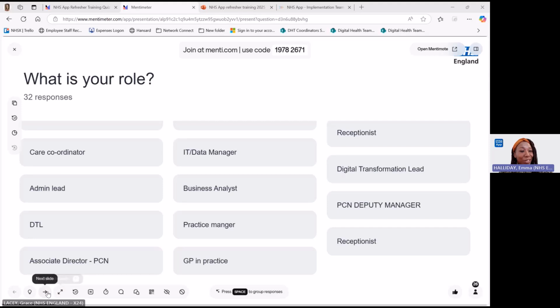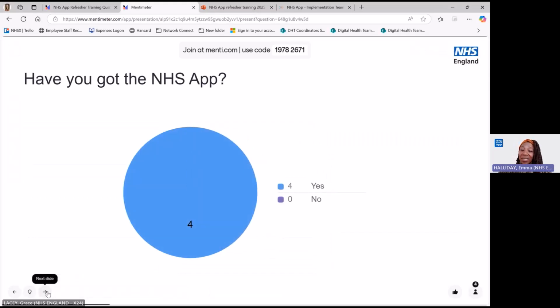We will move on to the next poll, but you can still answer that question, and we will be able to pick that up. The next question is, have you got the NHS app? We'd love it to stay fully blue, but if it's no, be honest, that's totally fine. And hopefully, by the end of the session, it will be a yes that you have, or yes, you will. It's looking like everyone at the moment will love it. We'll keep it on that blue circle and move on to the next question.